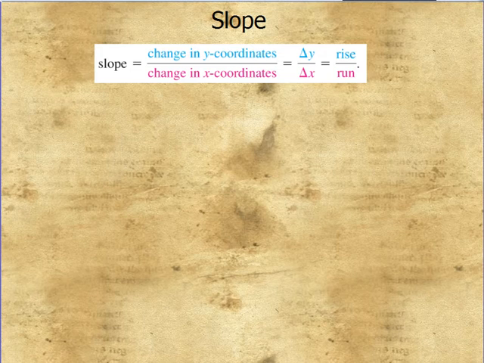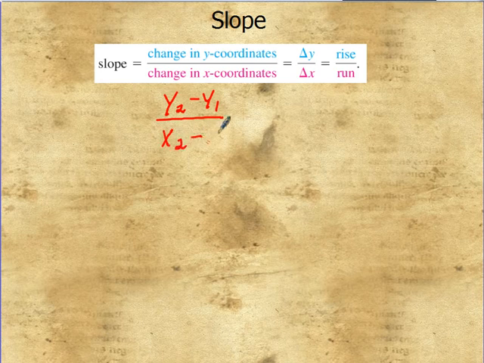Here's your definition of slope. Slope is the change in the y-coordinates over the change in the x-coordinates. Most of the time we write that as y2 minus y1 over x2 minus x1. You can put these on your formula sheet if you'd like, if you don't know them already. If you want to go college on me here, there's how we write it in college, delta y over delta x. Delta, it is a triangle, but it's not a triangle.